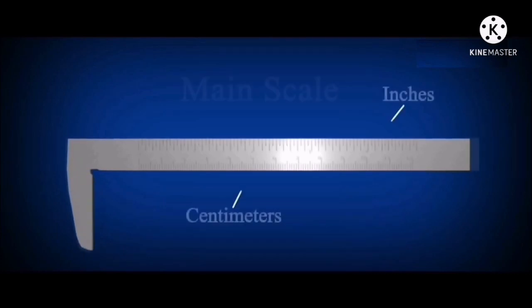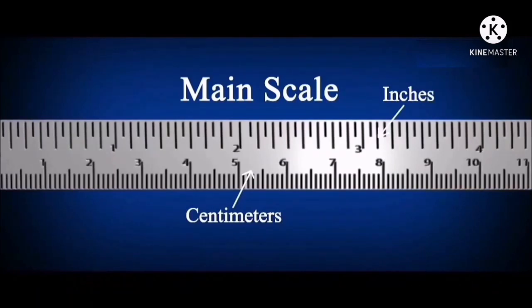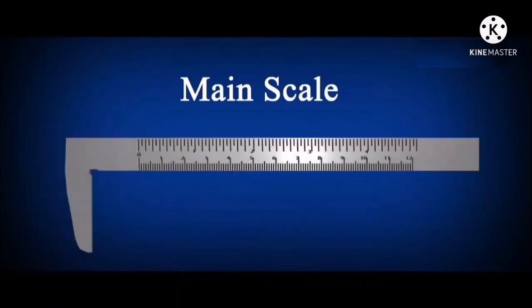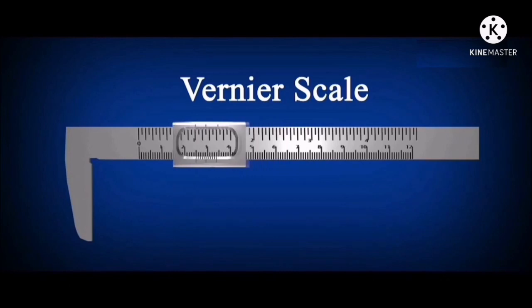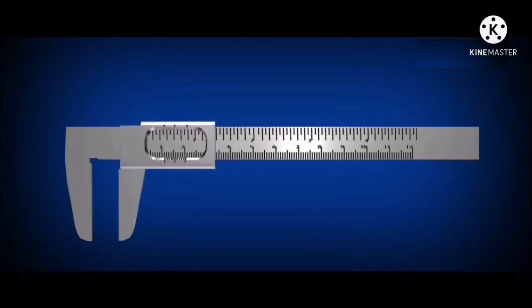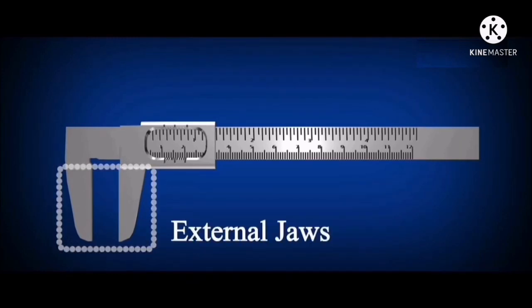It consists of a long rectangular metal scale with a fixed jaw at one end. It is graduated in inches at the upper end and centimeters at the lower end, which is called the main scale reading. There is a movable rectangular metal scale graduated in a special relation to the main scale, which is called the Vernier scale. It slides over the long metal scale and has a jaw similar to the main scale. These jaws together hold the object firmly to measure its length, which is not possible with a meter scale.